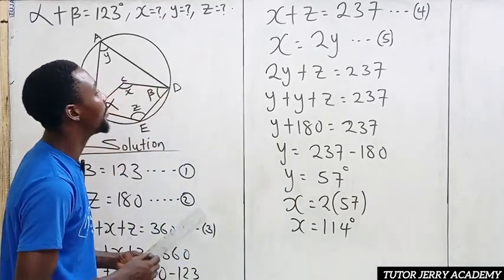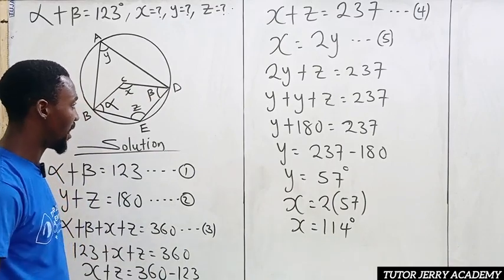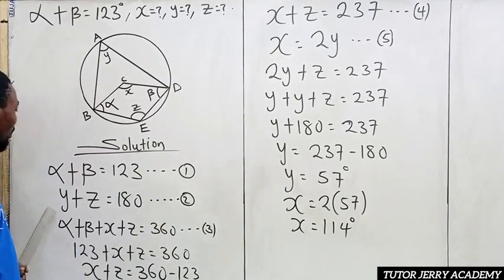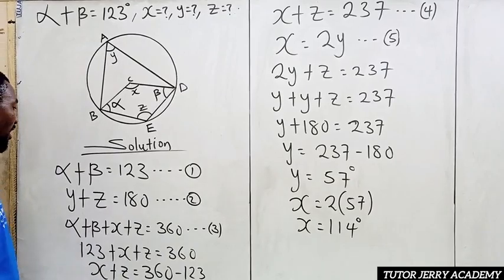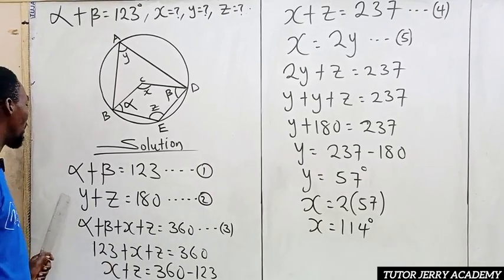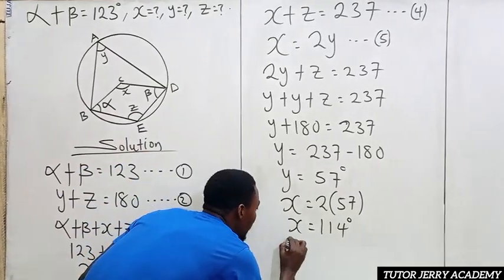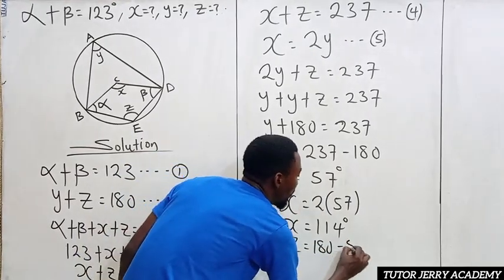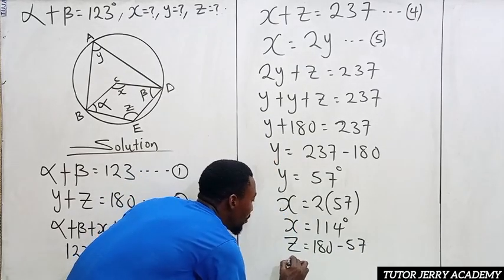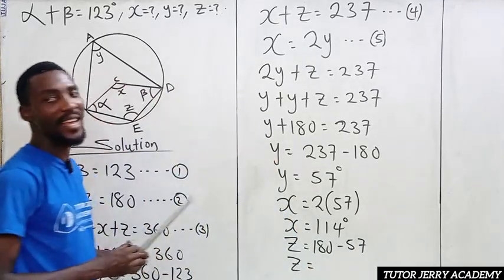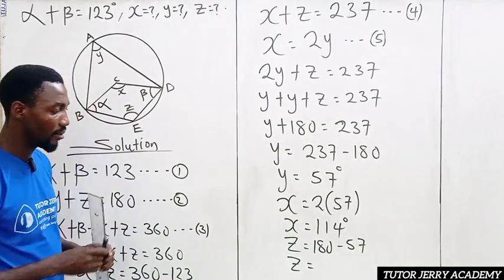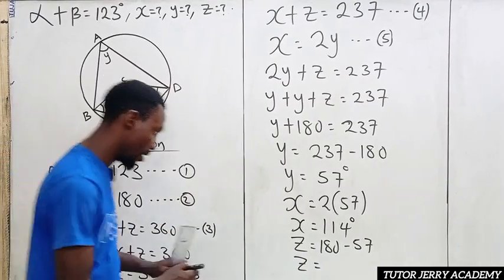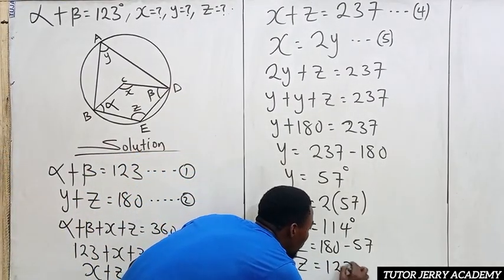All right. So now, the next thing is to look for the value of z. For me to get the value of my z, I know that from equation 2, y plus z is equal to 180. It means that z is equal to 180 minus y. But y is equal to 57. All right. So now z will be equal to 180 minus 57. This is going to be equal to 123. So I'm going to have this to be 123 degrees.